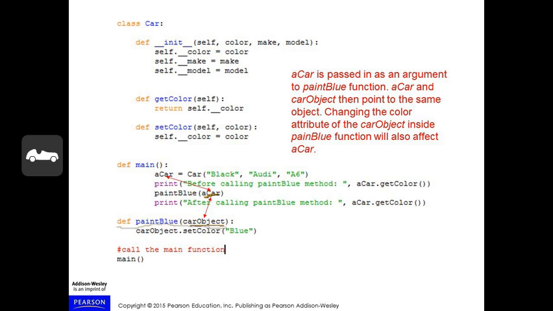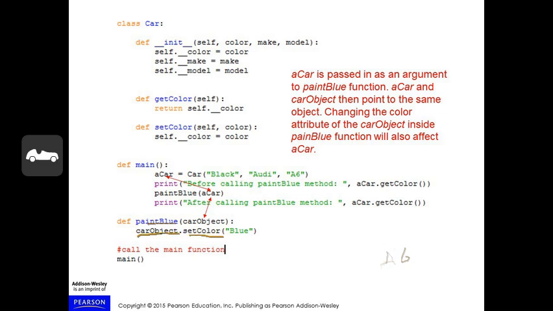So this is just a reference you pass to this car object. So both these two are referencing the same object. And that object is black, Audi, and A6. So inside the paint blue function, car object dot set color method is called.